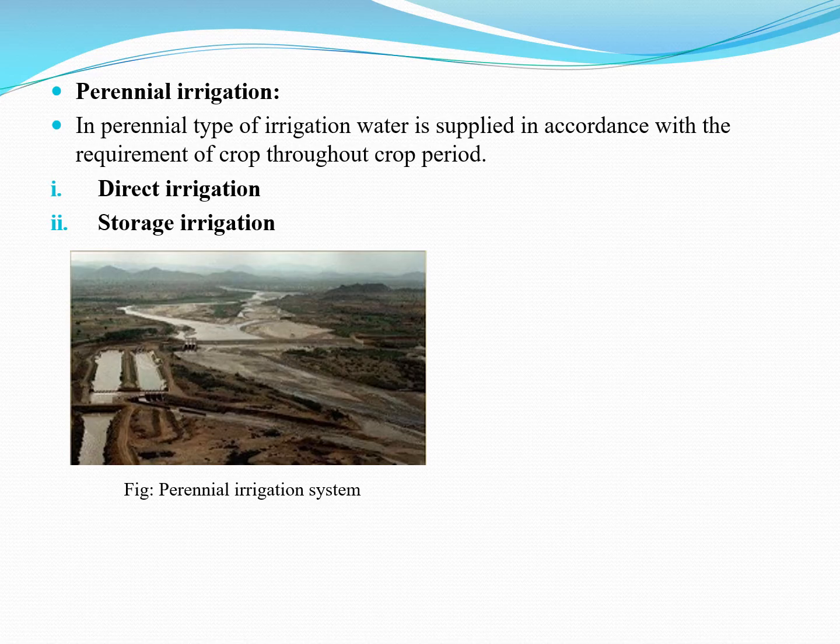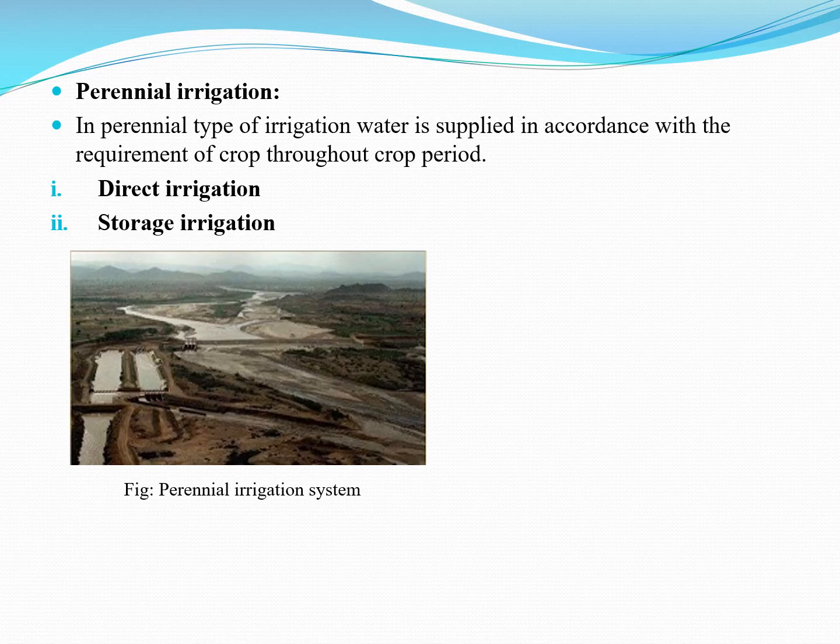See this figure of perennial irrigation system. In that, water is supplied as per the requirement of crops throughout the crop period. The first type of perennial irrigation is direct. First see the definition of direct irrigation. The irrigation water is taken by diverting the river runoff to the main canal by the construction of a diversion weir. Then this irrigation is called direct irrigation.